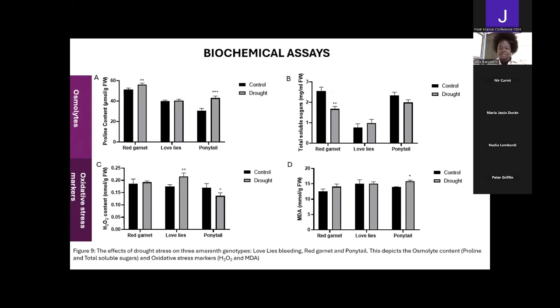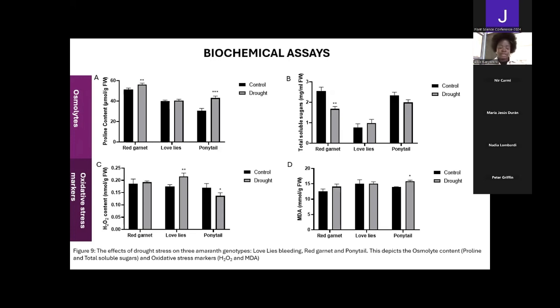However, in the love lies, even though it has the lowest water soluble sugars, you can see that there is an increase in the drought sample. So perhaps more research can showcase that maybe love lies uses water soluble sugars as a drought stress tolerant trait, while the other two genotypes use proline as their drought stress mechanism.